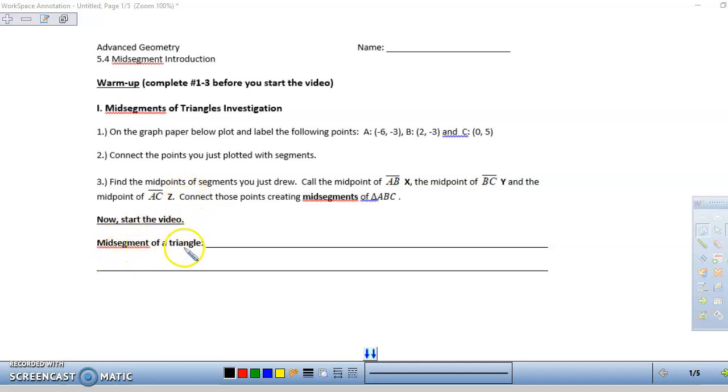Okay, the mid-segment of a triangle is a segment that connects the midpoints of two sides of a triangle.